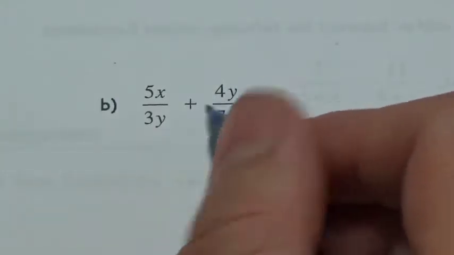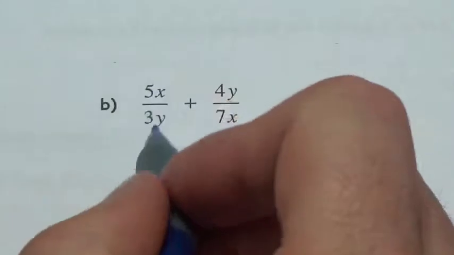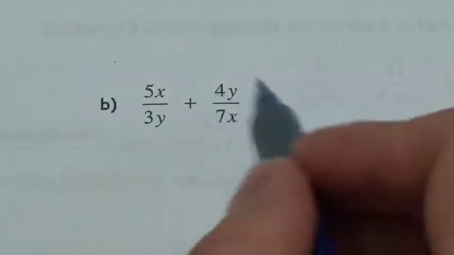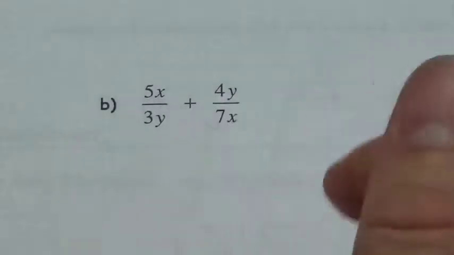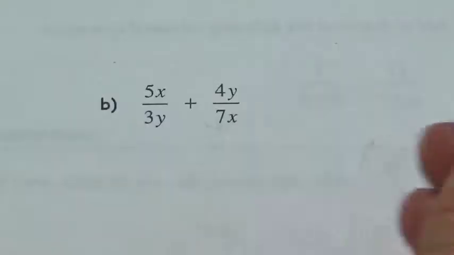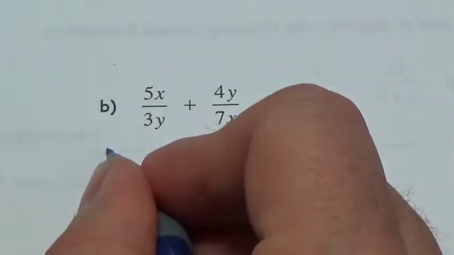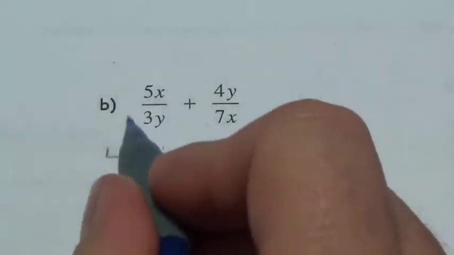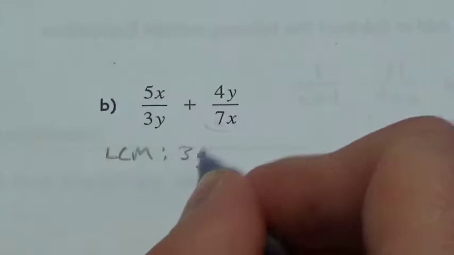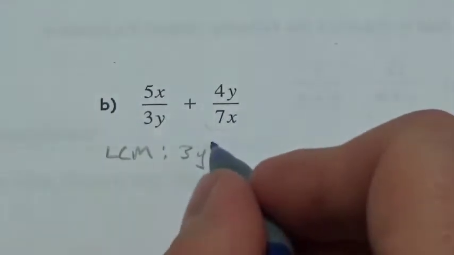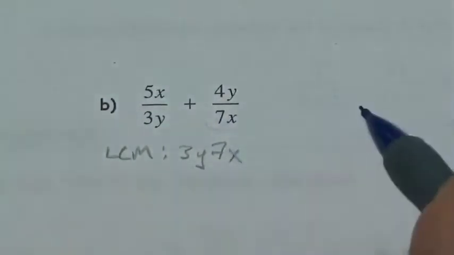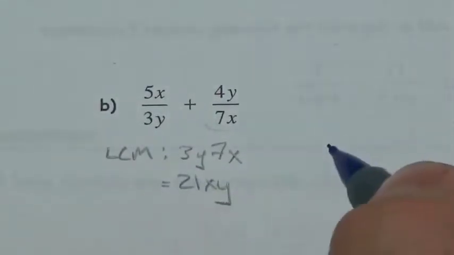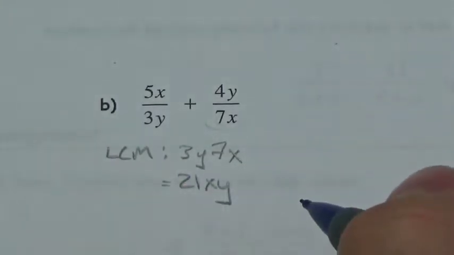So what I need here is a common denominator. I cannot add these together the way they stand, because it's like 5 of something plus 4 of something completely different. I need the denominators to be the same. Now, let's think about our common denominator. We're going to use the least common multiple of our denominators. Well, this has a factor of 3, this has a factor of y, 7 is a prime, all on its lonesome, and then I've got this factor of x. So altogether, this is going to be 21xy. That is going to be our least common denominator.